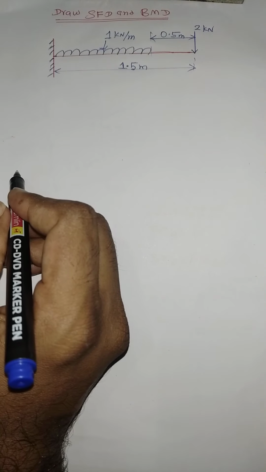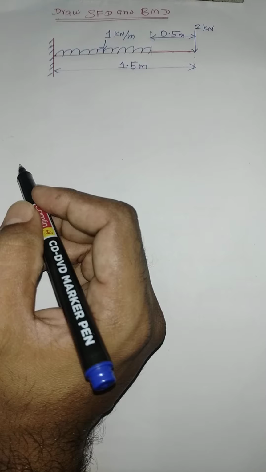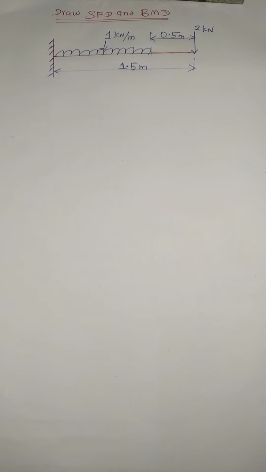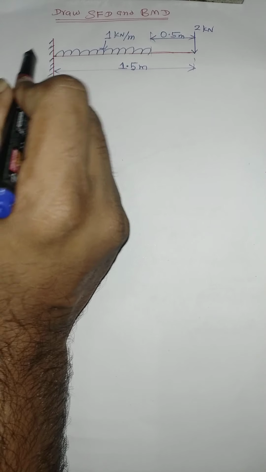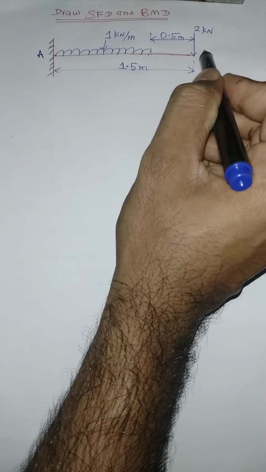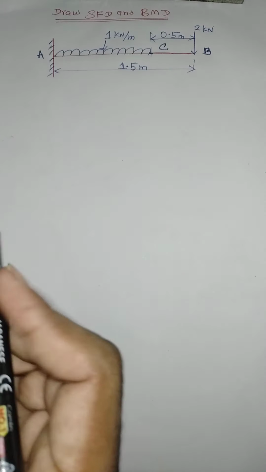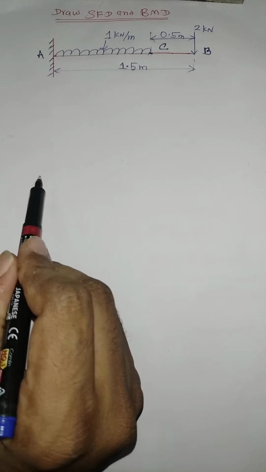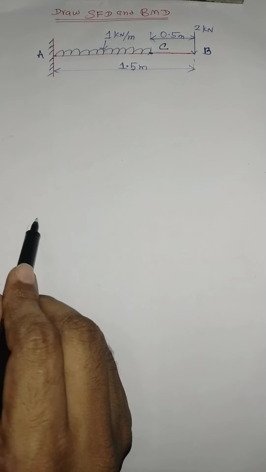So, draw the shear force and bending moment diagram of the cantilever beam with some uniformly distributed load, only for some distance, not for the entire distance. This is point A, this is point B, and this is point C. So first, to find the shear force diagram, we first find the shear force of the particular beam.